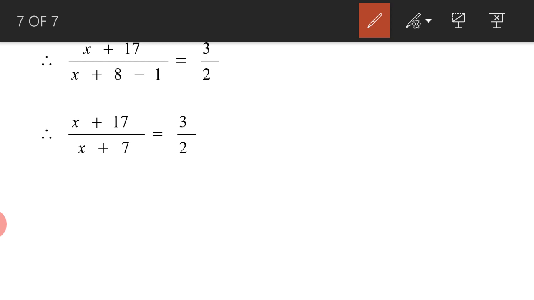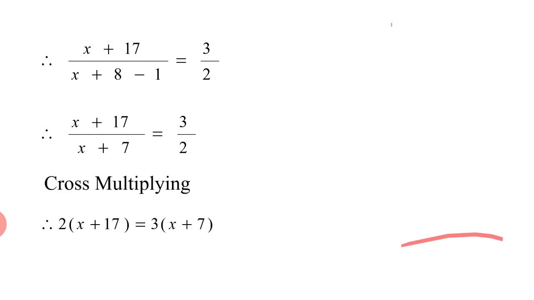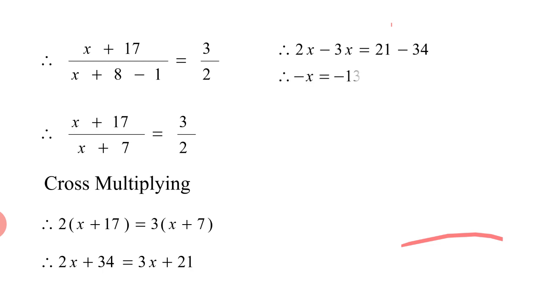So x plus 17 upon, now x plus 8 minus 1 will be x plus 7. So x plus 17 upon x plus 7 is equal to 3 by 2. Again cross multiplying, we get 2 into x plus 17 is equal to 3 into x plus 7. Opening the brackets, you get 2x plus 34 is equal to 3x plus 21. Again transposing, 2x minus 3x is equal to 21 minus 34. Now minus x is equal to minus 13. So that means x is equal to 13.